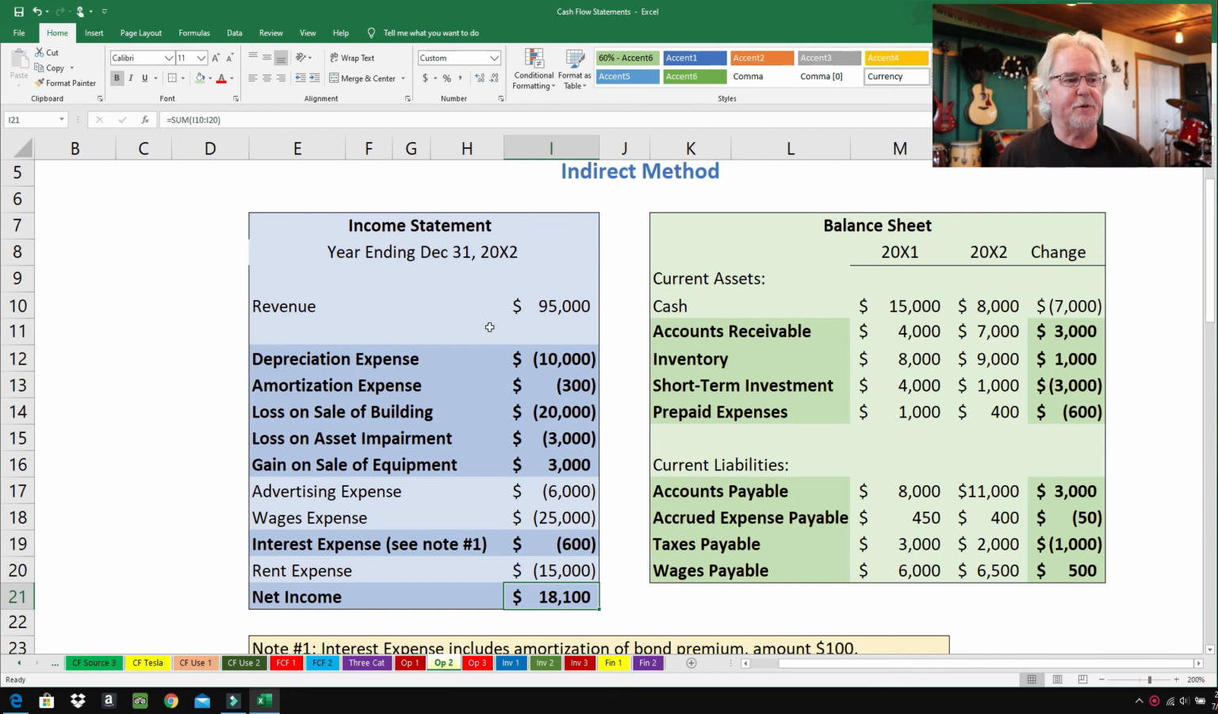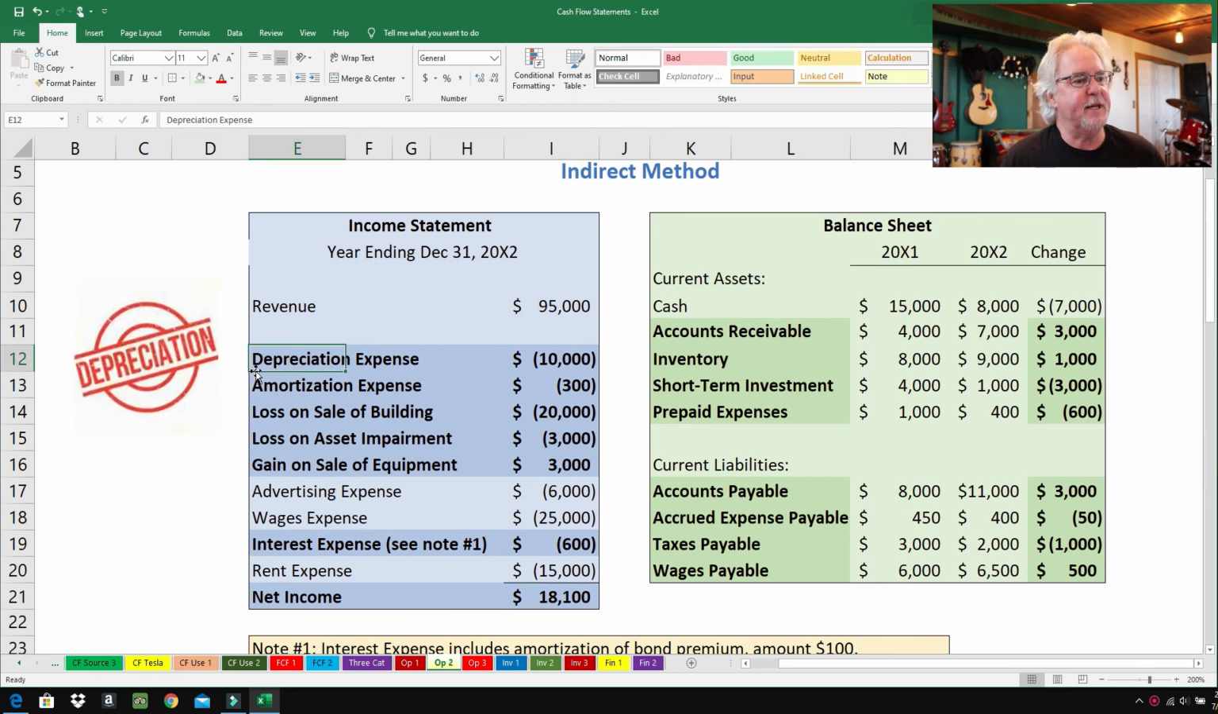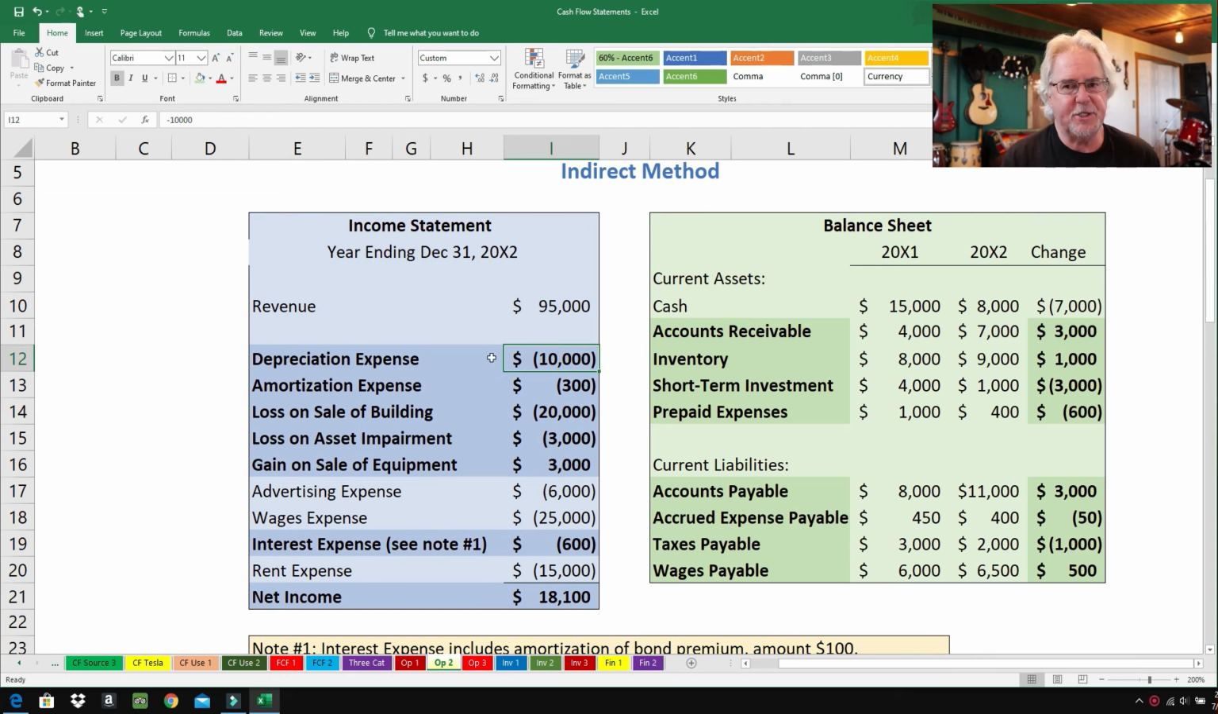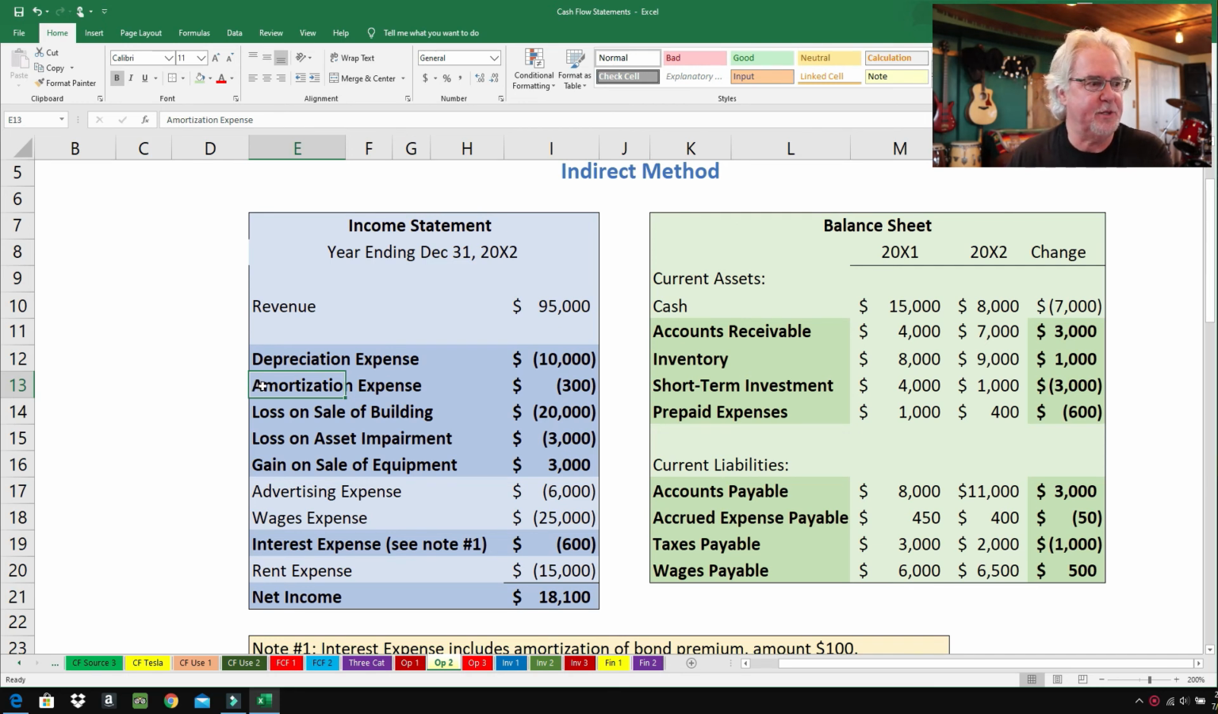In this example, there's a lot of them. For instance, we have good old depreciation expense here, $10,000. That depreciation expense has nothing to do with cash. We debit depreciation expense and credit accumulated depreciation. Likewise, amortization works the same way. Amortization expense has nothing to do with cash, so we're going to add it back to this net income.